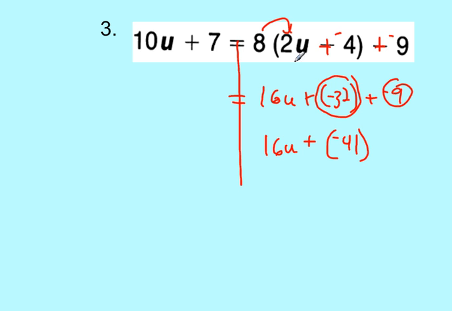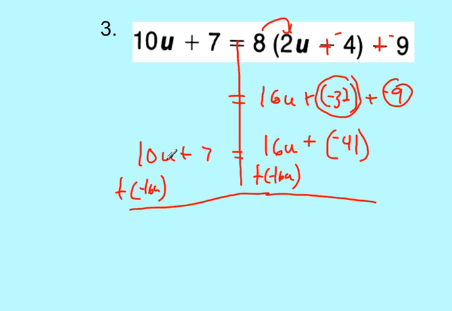Okay? So we simplified the right-hand side of the expression. Now we just bring down the left-hand side. So we have 10u plus 7 equals this side. Okay? Let's move our u's together. So we're going to add negative 16u to both sides. Okay, 10 plus negative 16 is going to be negative 6u plus 7 equals negative 41. Okay, a couple more steps, but we're down to a two-step equation.